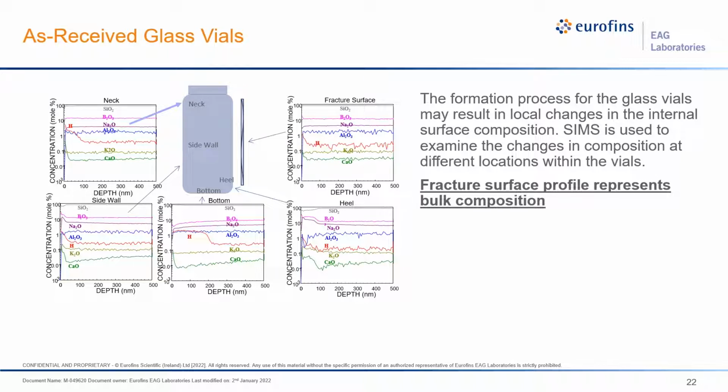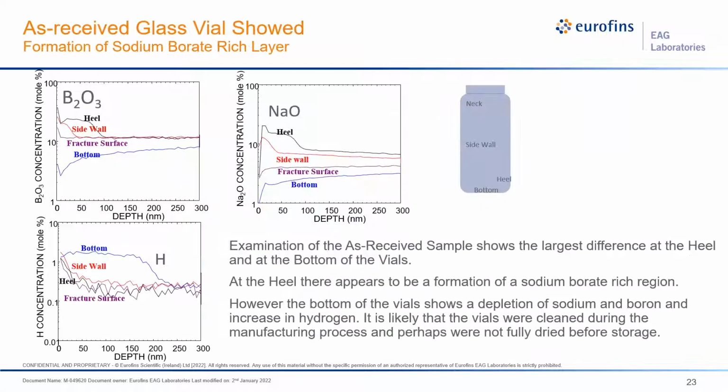So let's look at these areas in an overlay manner. We're comparing the boron concentration at different parts of this vial in comparison to the fracture surface, which is the bulk composition. We can see at the bottom, as we were talking about, the hydration had leached the boron out to the extent where the hydrogen is diffusing in. The same thing is happening for the sodium. And we see that the sidewall is not changed much, maybe a little bit of borate or sodium borate formation at the first 10 nanometers or so.